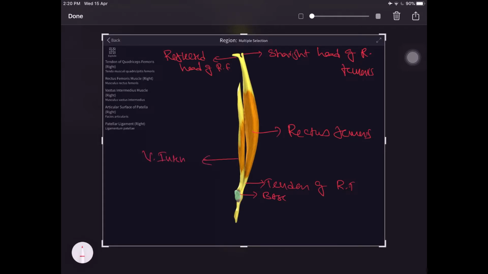Posteriorly, this one is our vastus intermedius. Yesterday we saw it on the anterolateral surface of the femur. This is the tendon of vastus intermedius, inserting into the posterior aspect of the base. From the apex, you have the ligamentum patellae, also called the patellar ligament, which goes and attaches to your tibial tubercle. So here we have the apex and base.